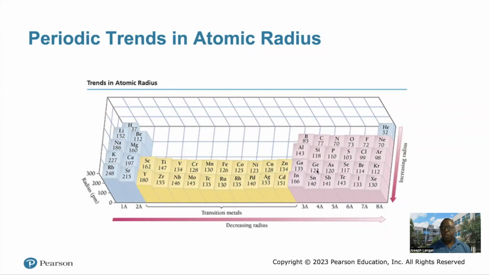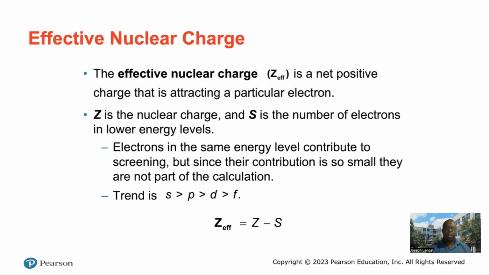You may not know the exact atomic radius for silicon or phosphorus, but based on the position on the periodic table, you should be able to tell that silicon has a smaller atomic radius compared to phosphorus, or that xenon should have the largest atomic radius compared to any group 8 elements. That's the trend on atomic radius.